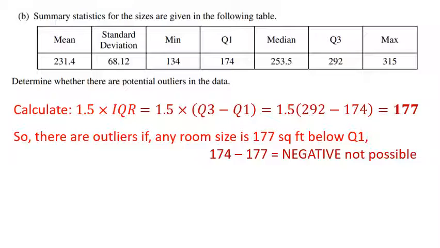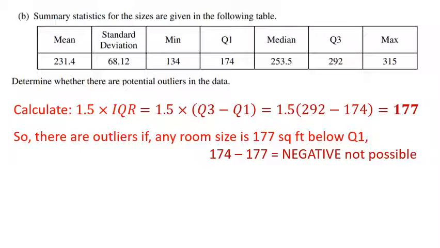Well, obviously that's not possible because Q1 is 174, and that would give us a negative room size, which is not possible. So we know at this point there are no outliers on the lower end, even without looking at the minimum, but the minimum is 134. So clearly there are no outliers on the low end.